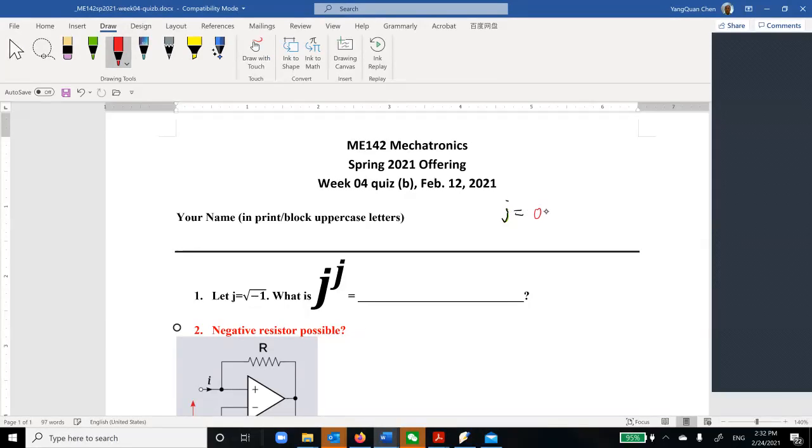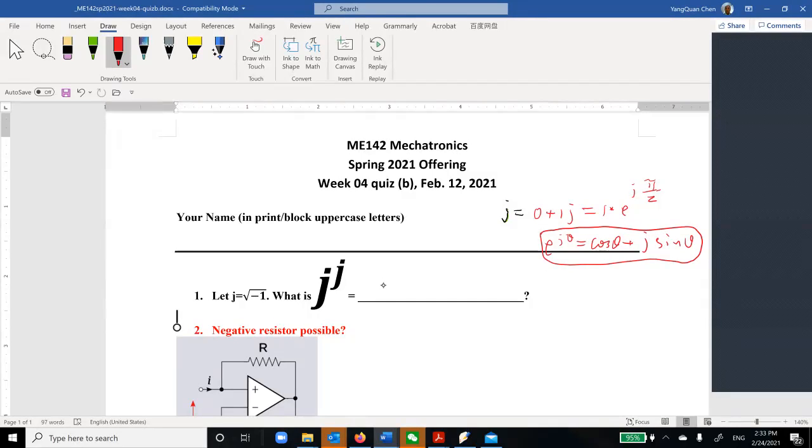J is 0 plus 1 J, right? So this is 1 e to the power of J pi divided by 2, right? Because E J theta, according to Euler's formula, is what? It's cosine theta plus J sine theta. So you have to know this one, right?